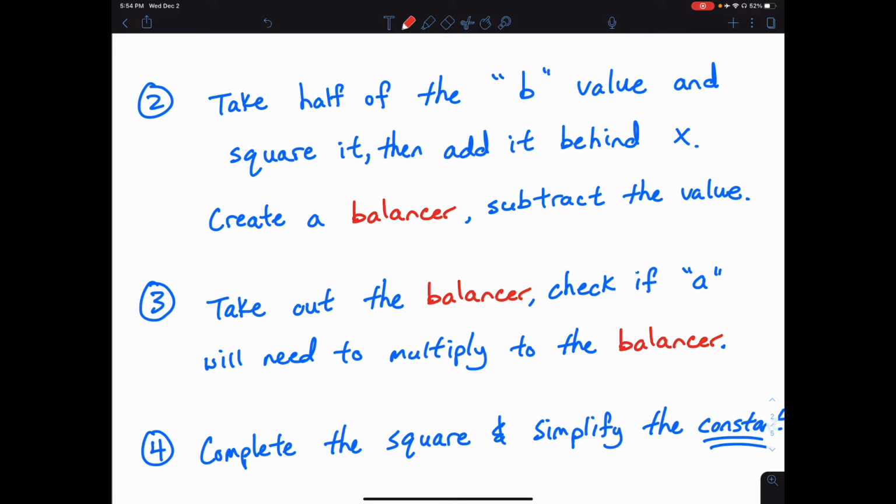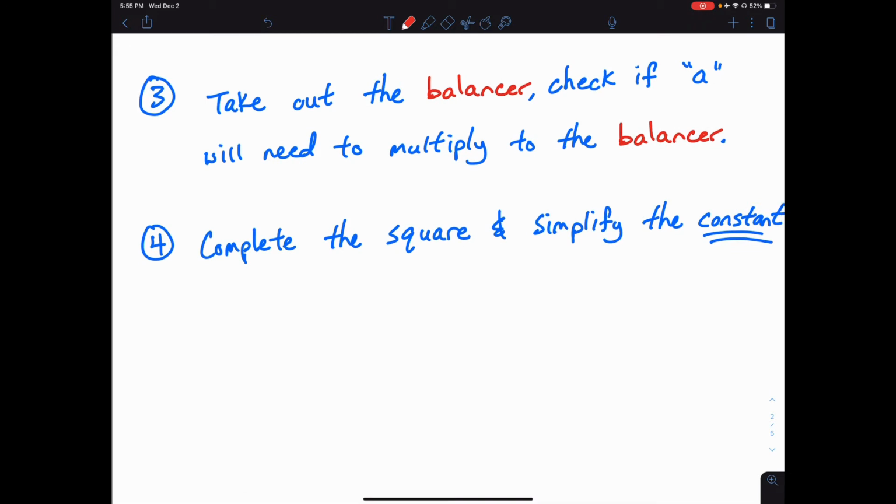Now, because we added this number that didn't exist before, we need to create a balancer. So by doing that, we subtract that value. So for example, let's say I took half of the b value and I squared it, so then I added some 36. So then I need to minus 36. So that minus 36 acts like a balancer.